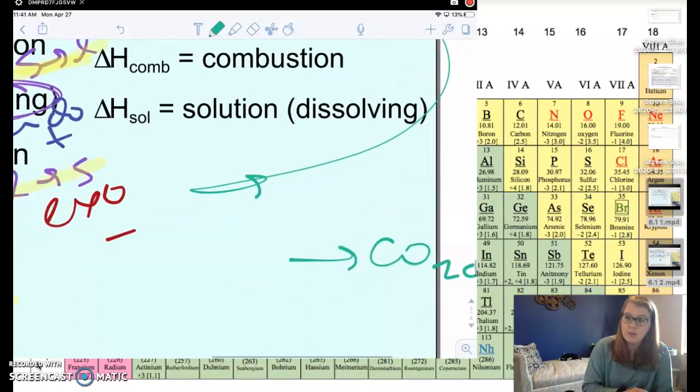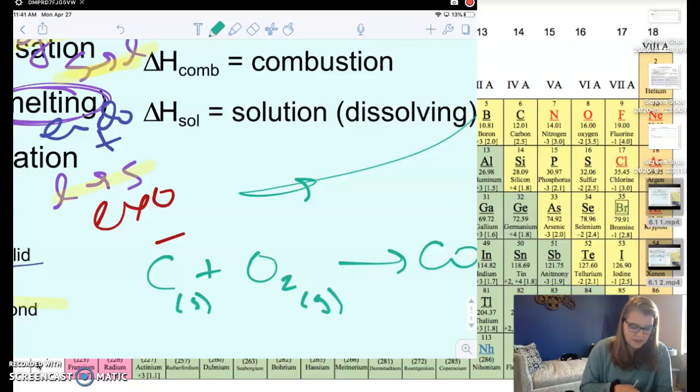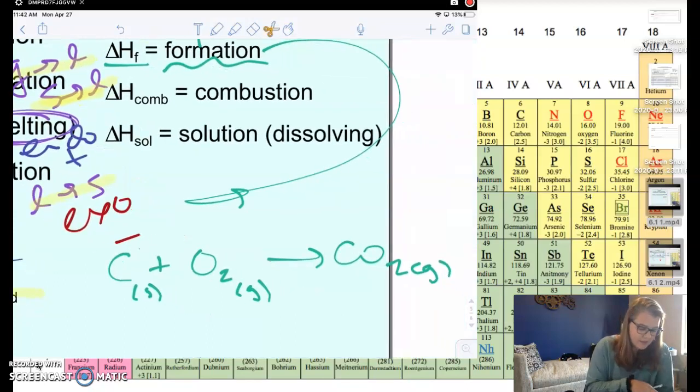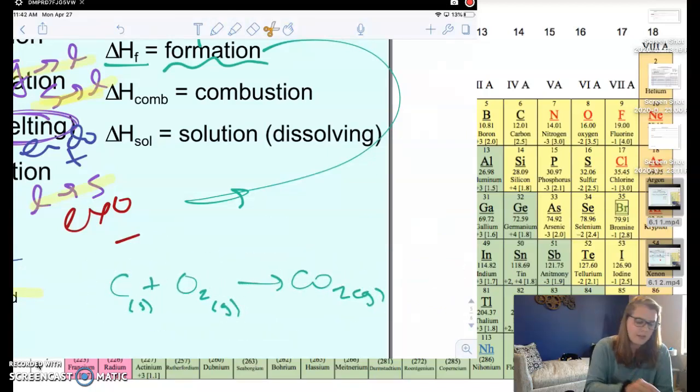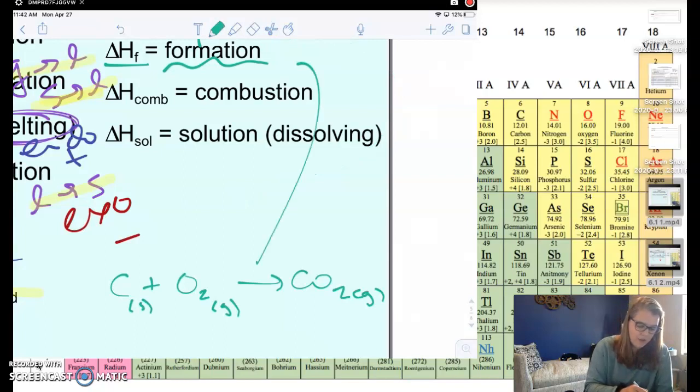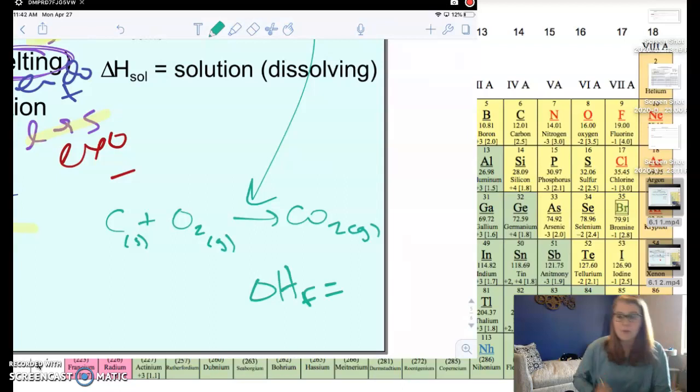So if we're going to synthesize carbon dioxide from its elements, we're going to need carbon and we're going to need oxygen, right? As you recall, oxygen is diatomic, so there needs to be two of them. Carbon is a solid at room temperature and oxygen is a gas. This is all balanced and good to go. Boom. That is the formation of carbon dioxide, or the synthesis of carbon dioxide. So then I could write the delta HF of carbon dioxide over here if I wanted to.